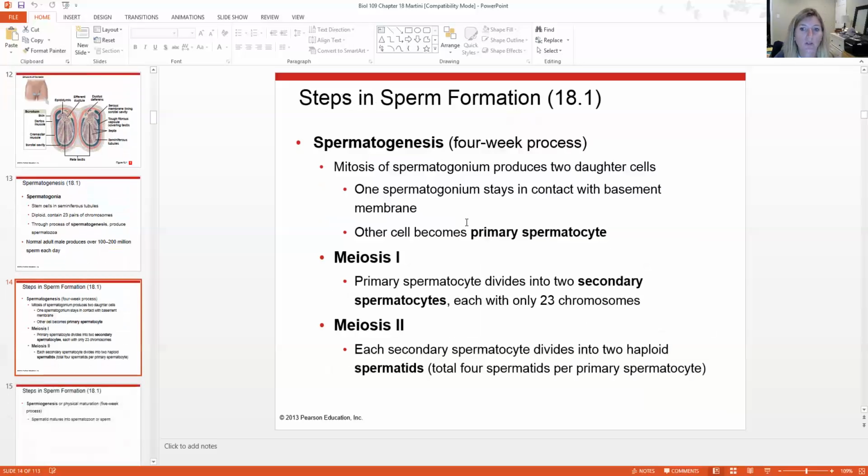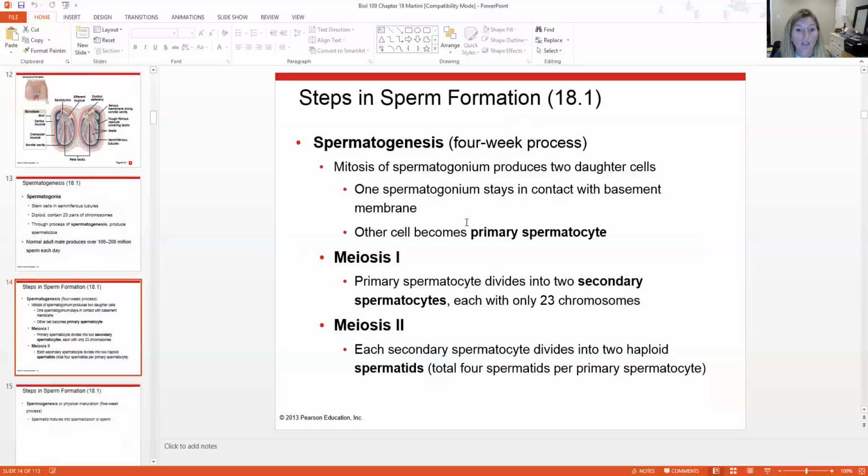Mitosis of the spermatogonium produces 2 daughter cells. One spermatogonium stays and will stay as a new stem cell, and the other one will become a primary spermatocyte. The primary spermatocyte will undergo meiosis 1 and produce 2 secondary spermatocytes. Those secondary spermatocytes will have 23 chromosomes.